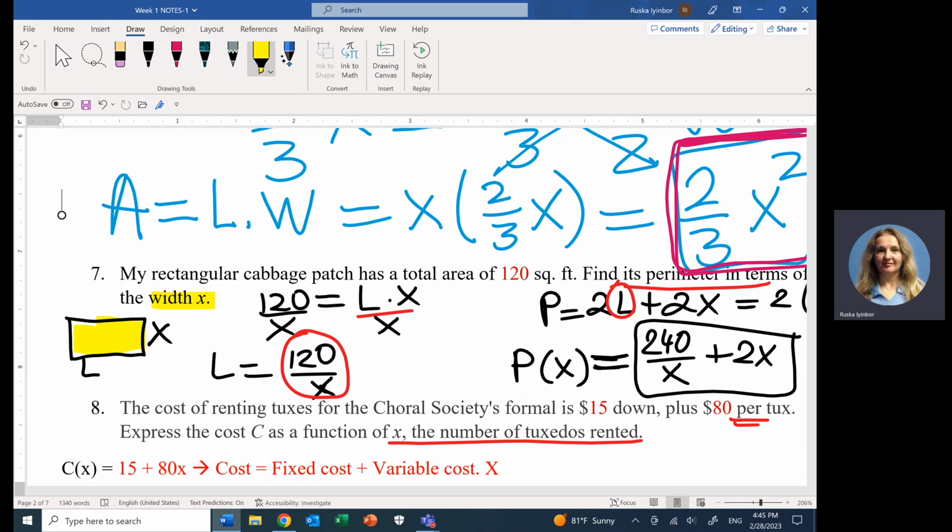So now we're going to use the formula for the area. So the area is length times width. So I have 120 equals length times width, which is x. And then if I divide both sides by x, I'm going to cancel the x and the x. So the length is 120 over x. Just the numbers are different.